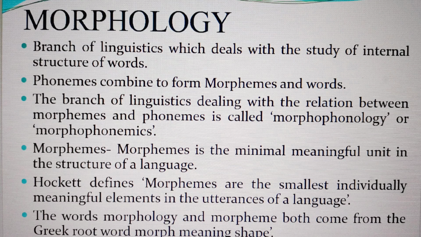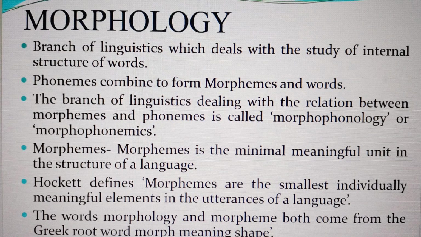Then we shall move on to the etymology part, how morphology and morpheme emerged. When we look into the etymology of morphology and morpheme, we can say that the root word came from the Greek word morph. The meaning of morph is shape.